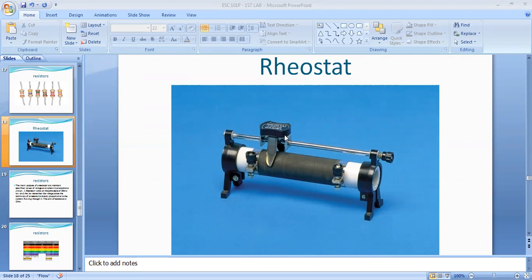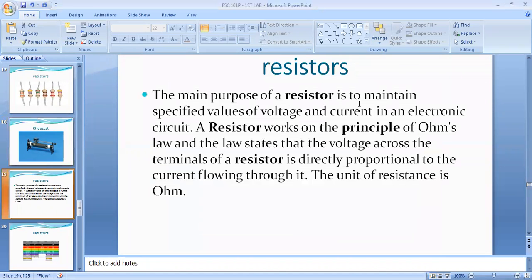And what is the application of the resistor? There are many applications. One application is that we can control the speed of a DC shunt motor. We add this in series with the DC motor armature circuit. If we connect this in the armature circuit, the speed of the motor decreases because less current is flowing. So this is the definition of the resistor.